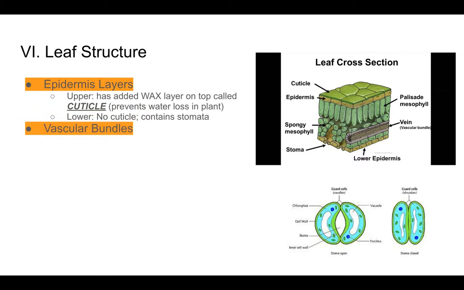The next big structure to label is the vascular bundle. So over here in your diagram, you see the word vein, under it vascular bundle. This whole thing is the vascular bundle. It's made of two systems of tubes. One tube system is called xylem, and the xylem tubes inside the bundle are going to move water.